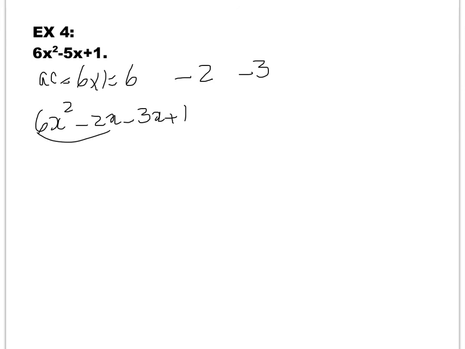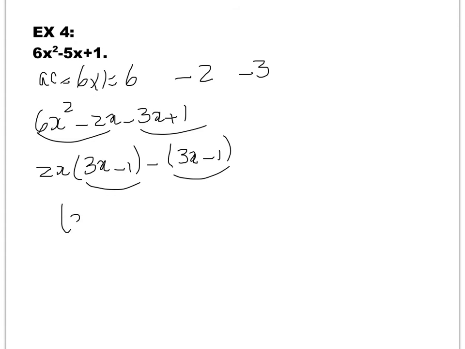Now I take these two terms together. The common factor is 2x, so I get 3x minus 1. And here I take negative 1 as factor, so I get 3x minus 1. 3x minus 1 is common, so I can take 3x minus 1 out, and I get 2x minus 1.